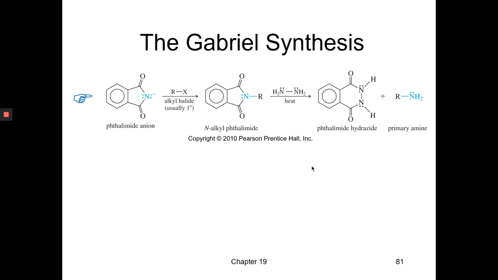Here we have the Gabriel synthesis. There's a step that has been left out where we have an H on the nitrogen. We would remove that, say, with potassium hydroxide or potassium hydride to form this resonance stabilized anion. This could then attack an alkyl halide to form the alkylated phthalimide.